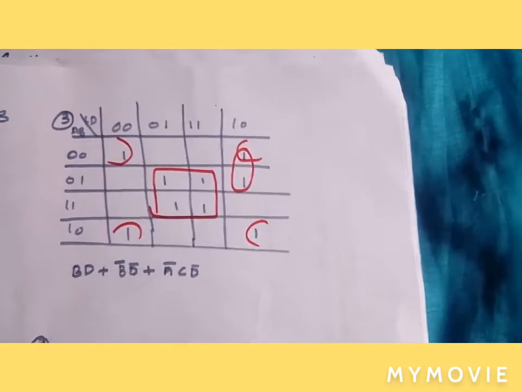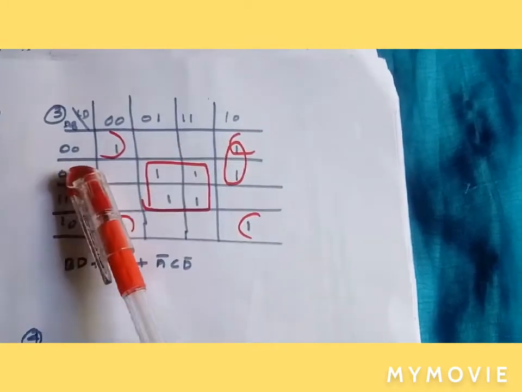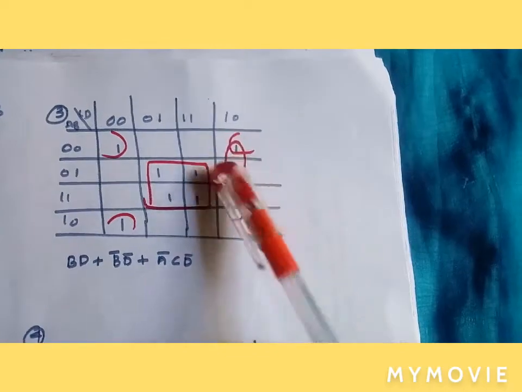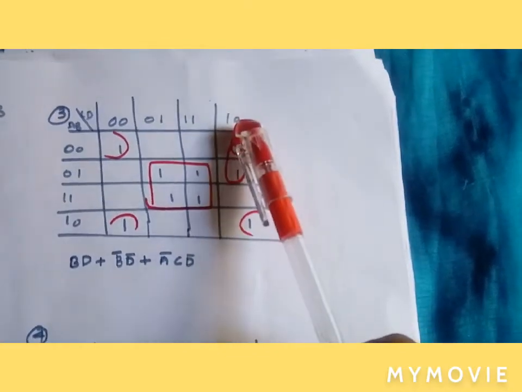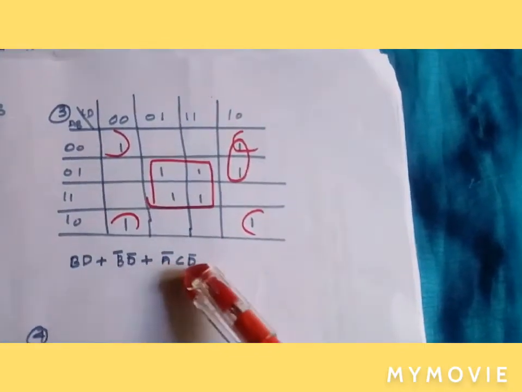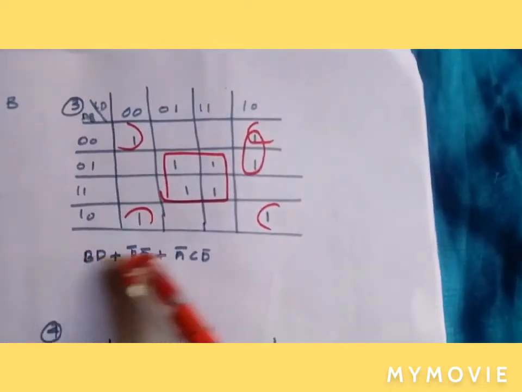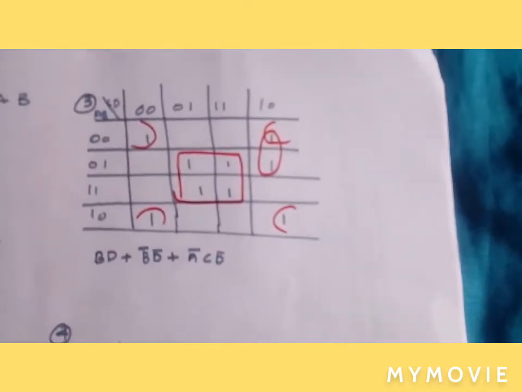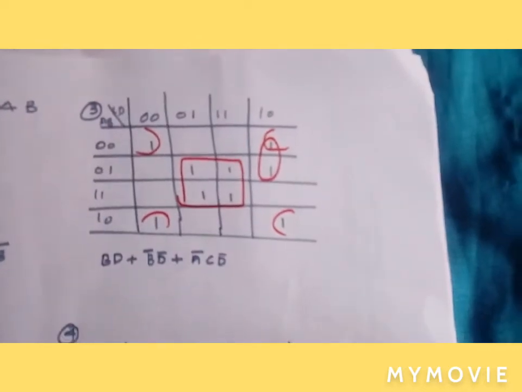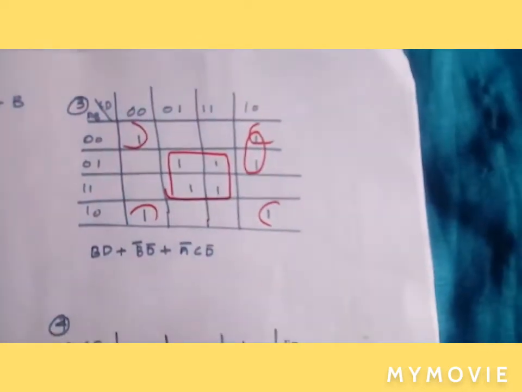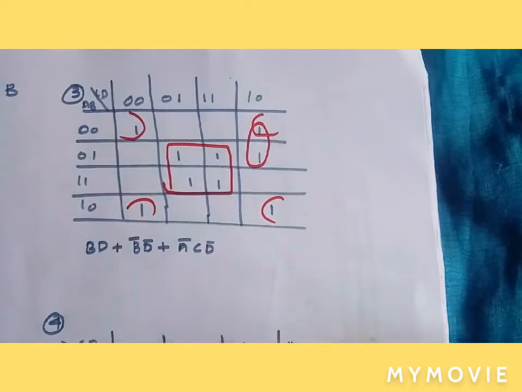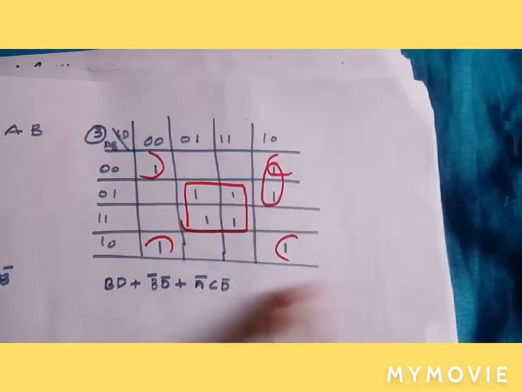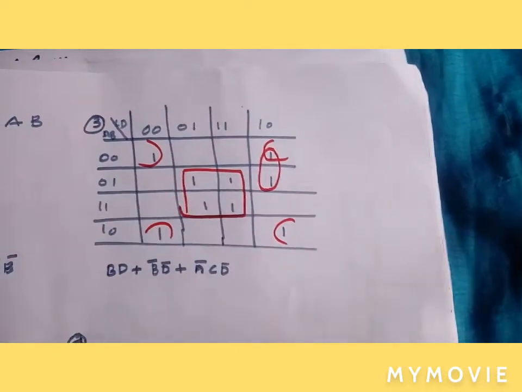And next for this pair, A bar is not changing, that is A bar. And here C and D bar are not changing, so A bar C D bar. So the sum of these 3, that is BD plus B bar D bar plus A bar C D bar, is the answer of this. This is an effective method to get a simplified answer. From these Karnaugh maps we can simplify the answer.